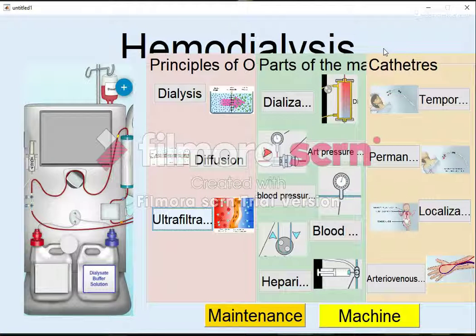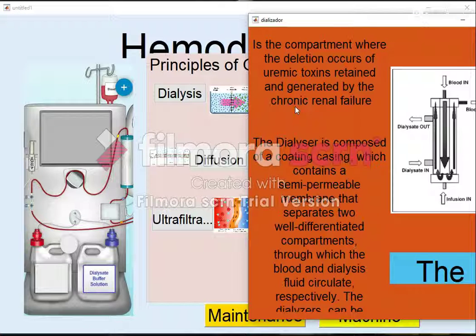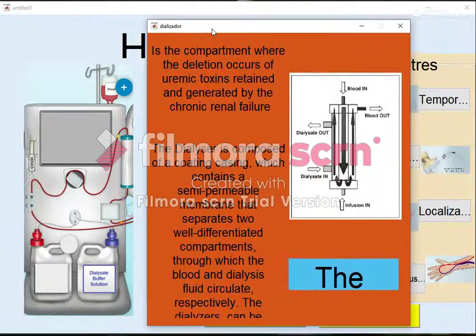Another parameter is the parts of the hemodialysis machine. The first part is the dialyzer. In this, we can see a compartment where the detoxification of uremic toxins retained and generated by chronic renal failure occurs. The dialyzer is composed of a coating casing which contains a semipermeable membrane that separates two differentiated compartments.